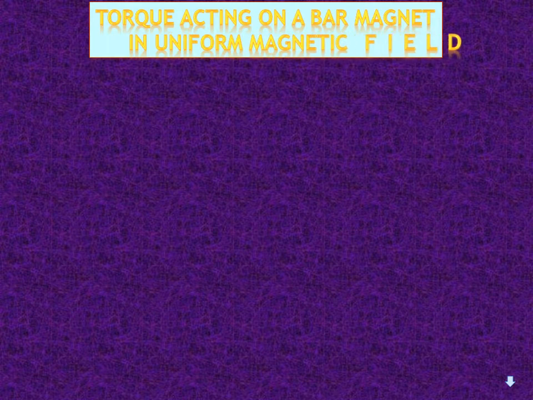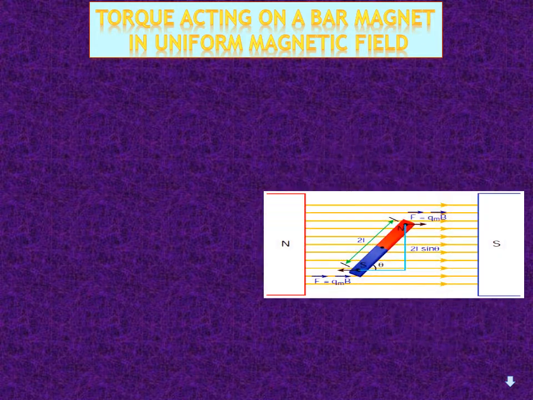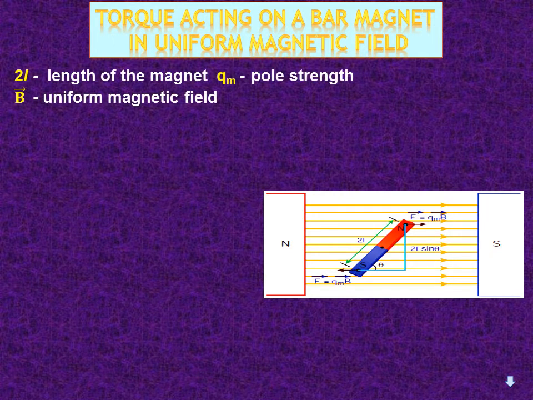First of all, the torque experienced by a magnetic needle in a uniform magnetic field. Consider a magnet of length 2L of pole strength Qm kept in a uniform magnetic field B vector. Each pole experiences a force of magnitude QmB but acts in opposite direction, and there is a translatory motion between them.